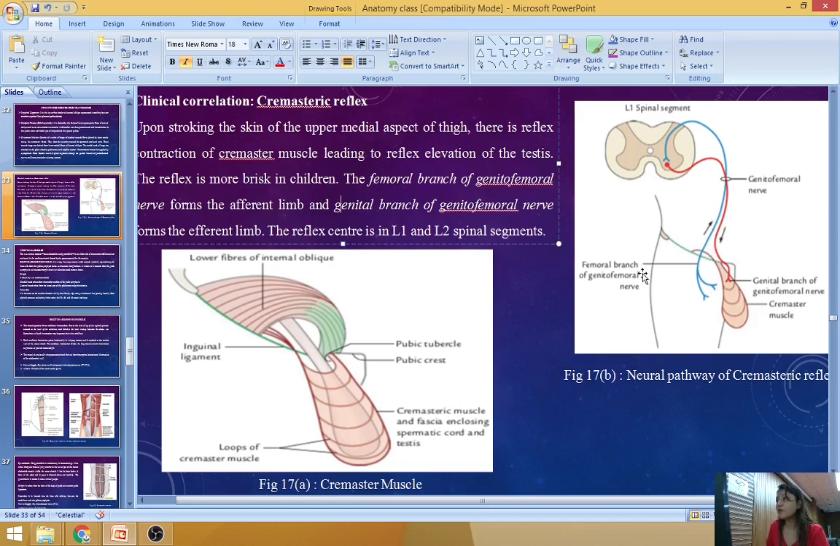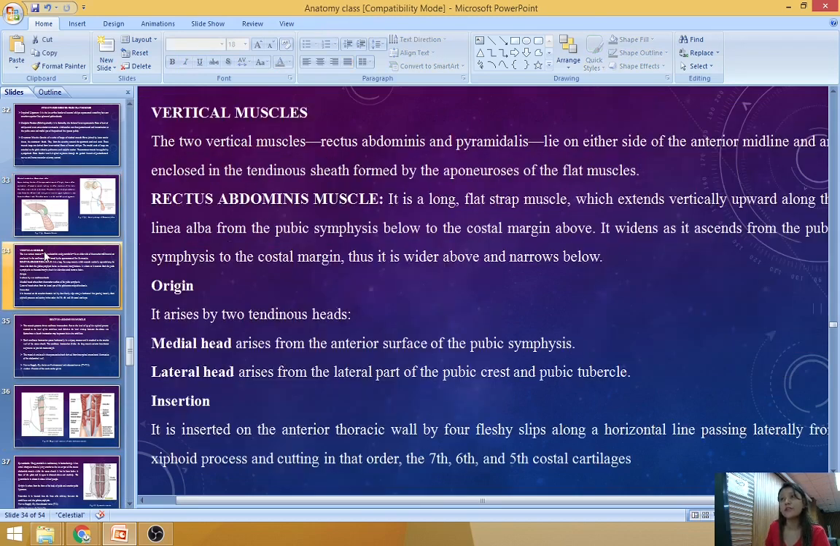So if you stroke with a pencil or with a needle near the thigh, what will happen? The testis will elevate, and this is not under voluntary control, it is involuntary. So this reflex is important, for which the cremaster muscle is very important. Now we come to the vertical muscles.